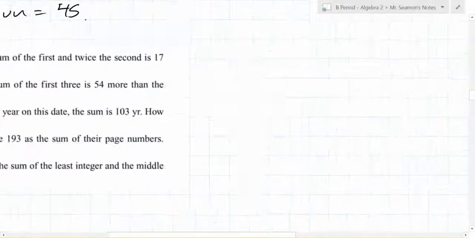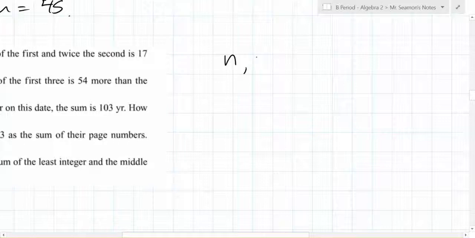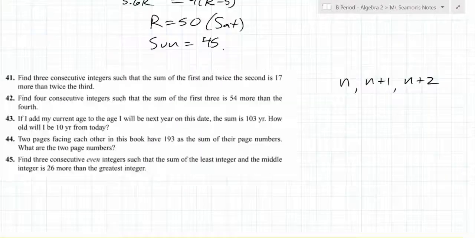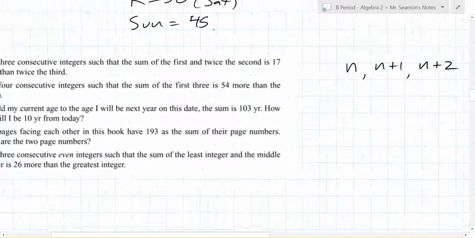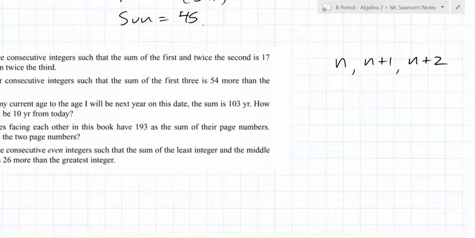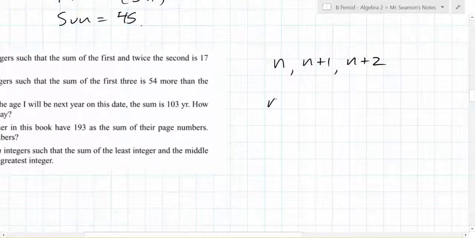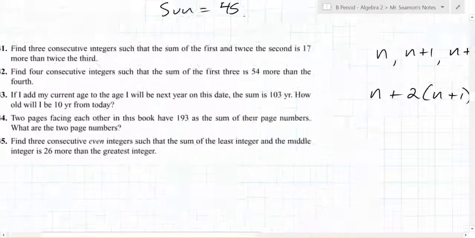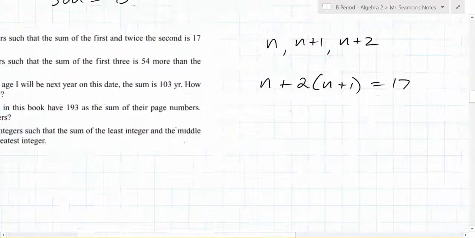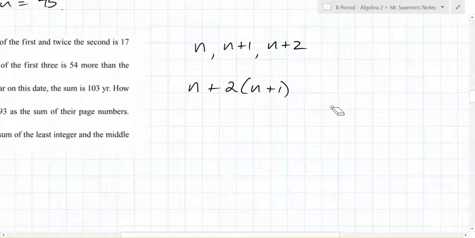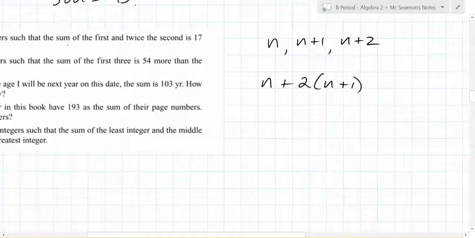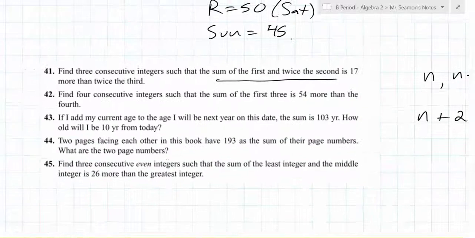Consecutive integers. Kids, if an integer is n, what's the next integer? N plus 1. What's the next one after that? N plus 2. So it says, find 3 consecutive integers. There are 3 consecutive ones, but we're not done. Such that the sum of the first and twice the second is 17 more than twice the third.